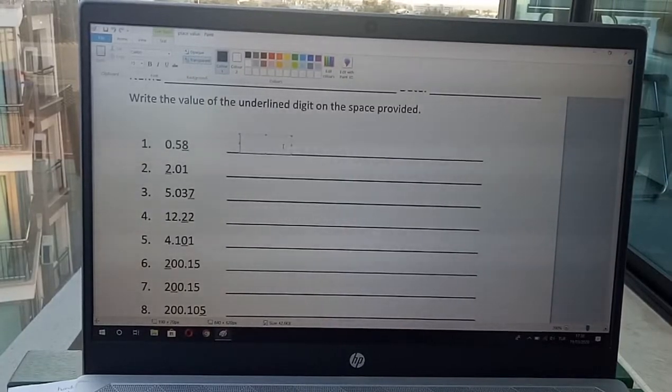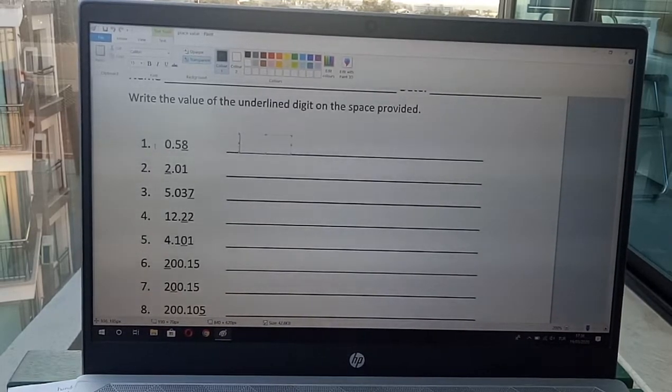Good morning, M4. Today we are going to check the activity you had yesterday on math. To start, we are going to begin with the place value. For the instruction, you are going to identify or write the value of the underlined digit.